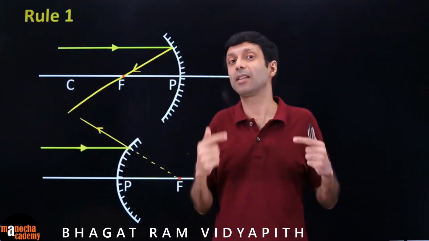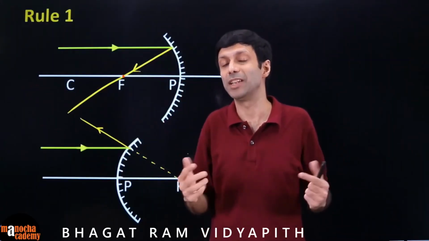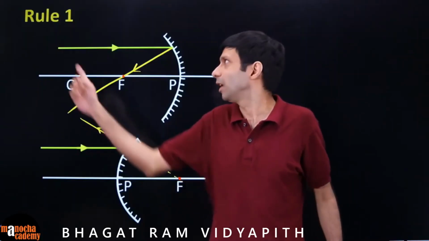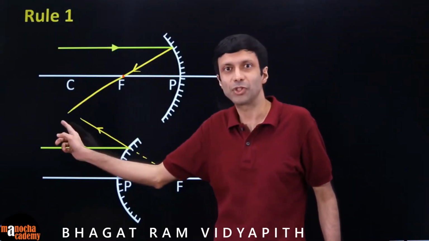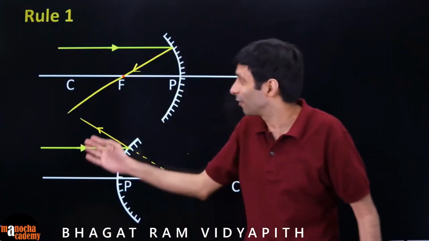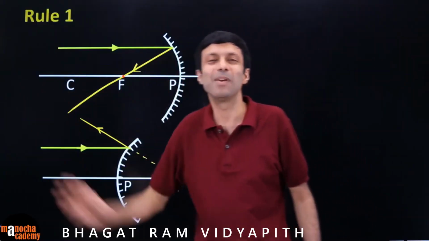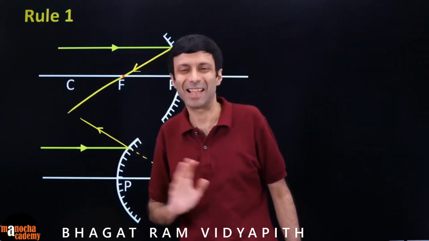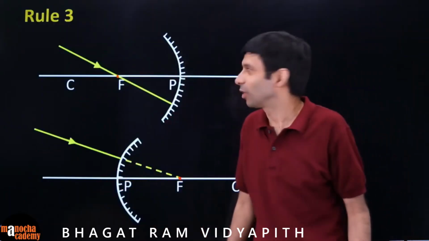Because remember, the path of light is reversible. It's called reversibility of light. If light goes this way after a reflection, it will retrace back the same path. So rule 1, if you turn it around, it becomes rule 3. That light going through the focus will become parallel to the principal axis. As simple as that. So what's going to happen here?